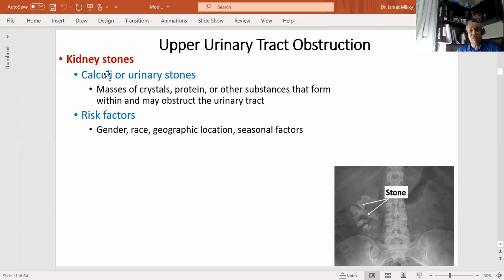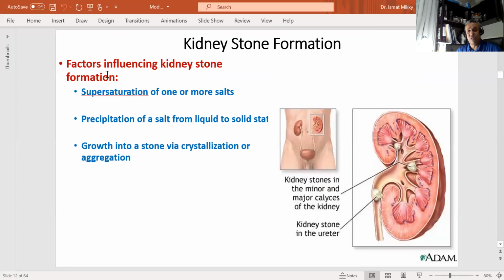Now, the kidney stones are classified according to the minerals comprising the stone. From the pathophysiological perspective, the factors influencing kidney stone formation, the first one is the supersaturation of one or more salts. So the presence of salt in higher concentration than the volume able to dissolve it. So too much salt in the urine could result in kidney stones.